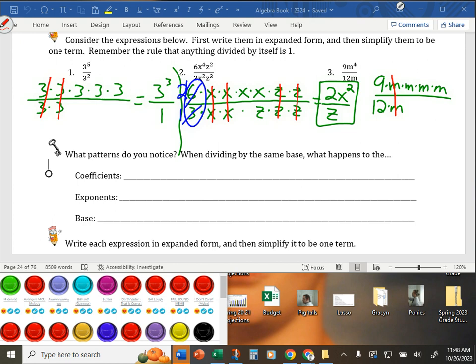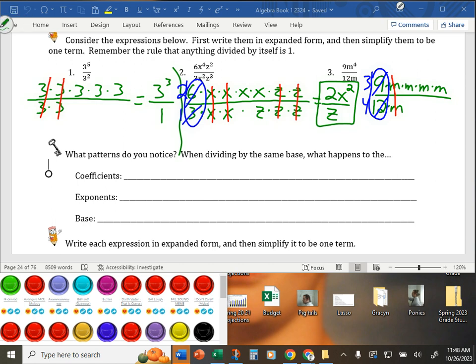What else? You've got to divide the 9 and the 12. I can simplify my coefficients, right? Because it is a fraction. What does the fraction 9/12 simplify to be? Anthony, 3/4. Divide 9 by 3, divide 12 by 3, I get a 3 and I get a 4.